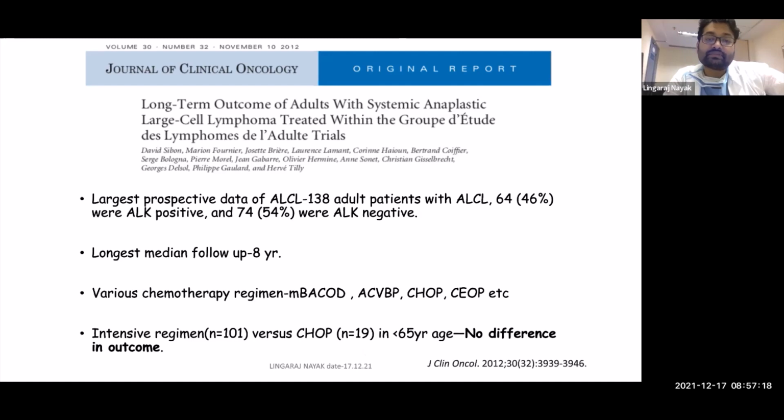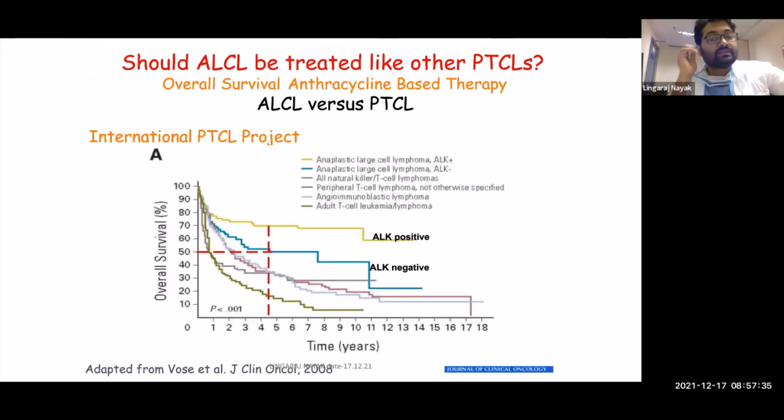So this paper somehow established that you may not need intensive therapies in adults, and a CHOP kind of regimen is as good. I would say this paper is similar to the Fisher paper for B-cell lymphoma for CHOP versus intensive therapy. Now a similar kind of result also came from the International PTCL Project that I discussed. This is registry data, prospective data, where the data is collected from various parts of the world.